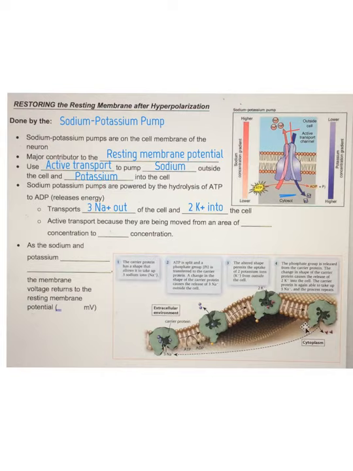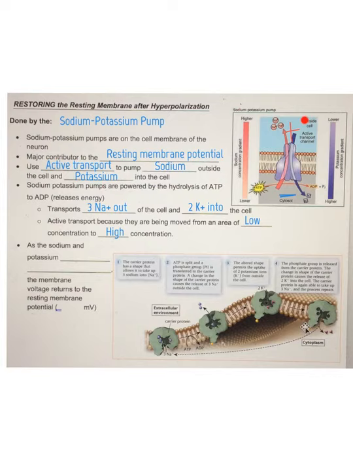That's what we need, right? There was a whole bunch of positives out here and the inside was negative. So that's how we're going to re-establish that membrane potential. And as I mentioned before, it is active transport because the molecules are being moved from an area of low concentration to an area of high concentration. Because there is already a lot of potassium out here and not a lot in here, it requires energy to pump those in and it requires energy to pump those out.